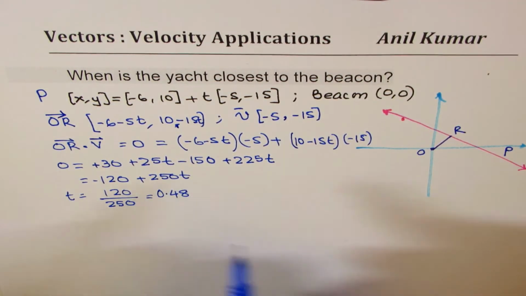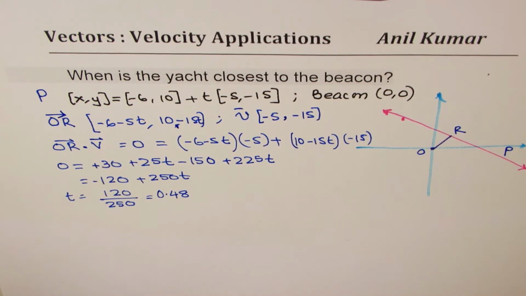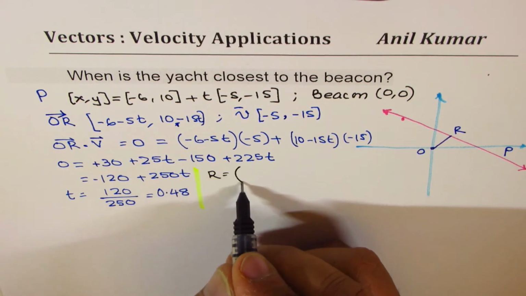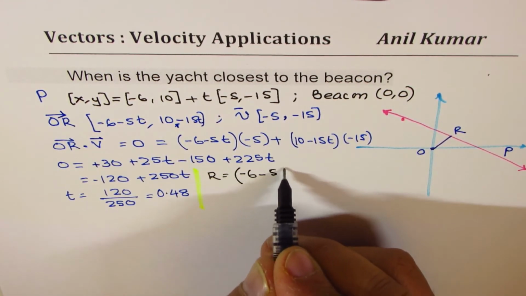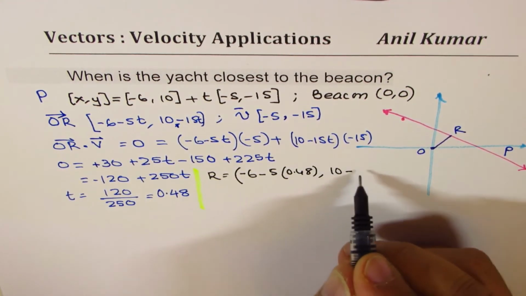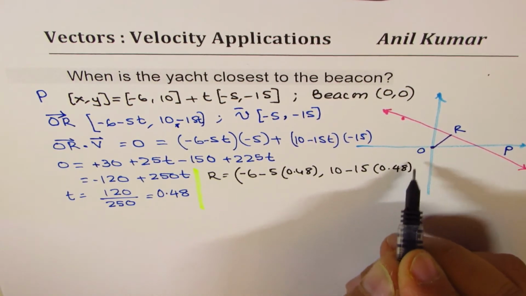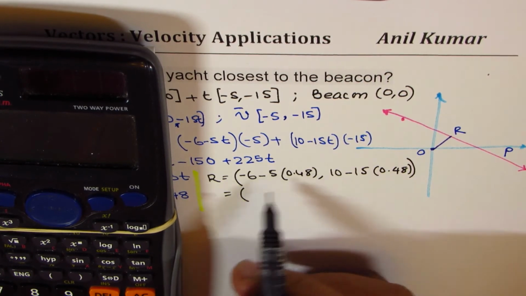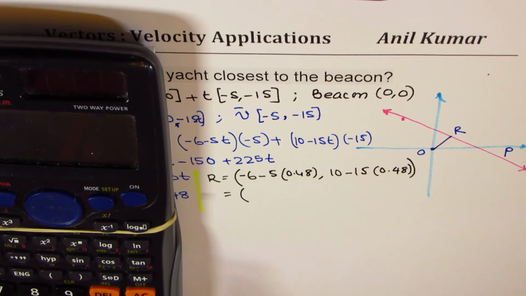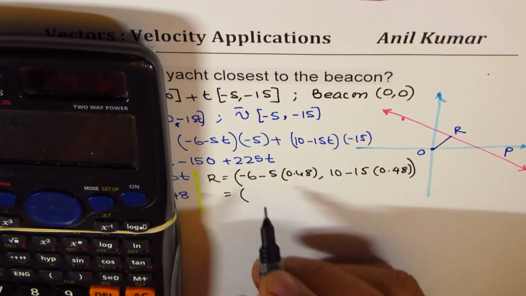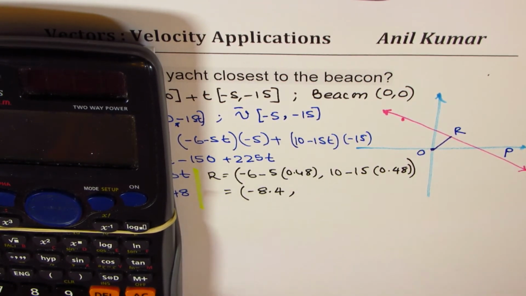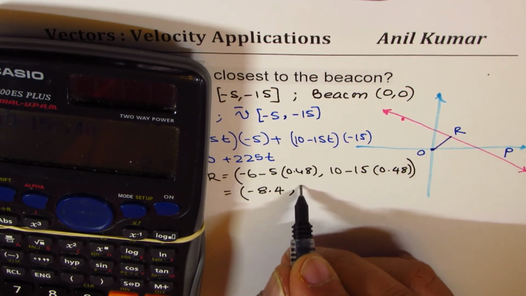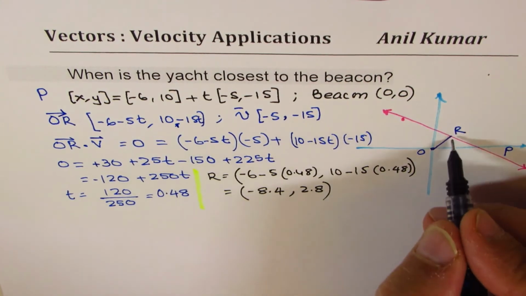So once we know this, we can actually find the coordinates for R, correct? So now let's find the coordinates for R. We can get from here, R will be equal to (-6 - 5 times 0.48, 10 - 15 times 0.48), correct? And that is, let's calculate. Both are negative, so we'll just do 6 plus 5 times 0.48, which in decimals is -8.4. And here we have 10 minus 15 times 0.48, that is in decimals 2.8. Okay, so that becomes the coordinates for R.